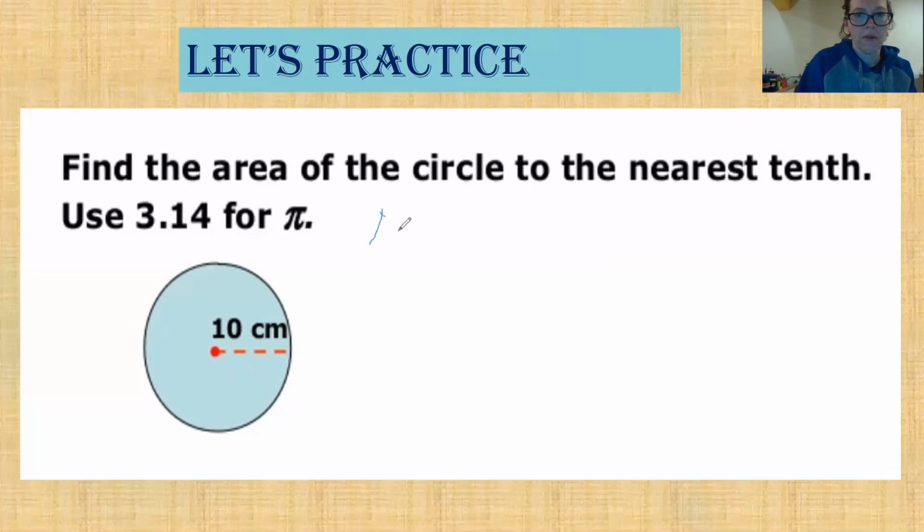So area equals pi times r squared. Okay, so that's the formula you're going to want to use. And remember, it reminds us that we're going to use 3.14 for pi. So again, you're going to substitute pi with 3.14, and then you're multiplying it times the radius squared.